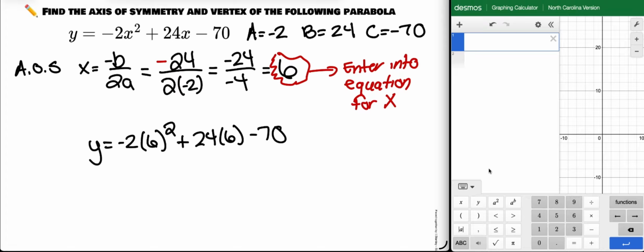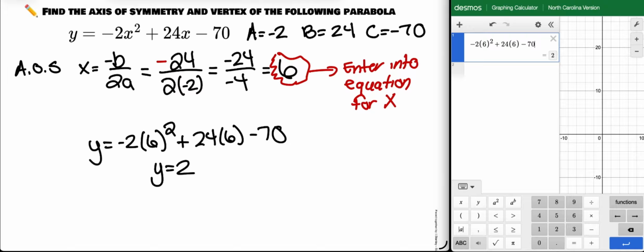All right, now in Desmos, when we go to enter that, we'll type it in just like we have it without the y equals, okay? So we're going to do negative 2, parentheses 6, close it, raise it to the second power, plus 24, parentheses 6, close that, minus 70, and we get 2. So that gives me my y is equal to 2.